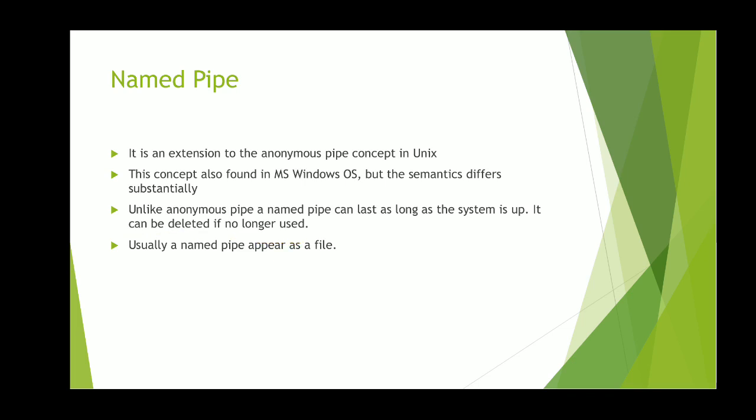It means that an anonymous pipe exists only when the process is running. When the process goes down or is terminated, the anonymous pipe no longer exists. But in the case of a named pipe, it will exist after the process is terminated, and we can delete this named pipe whenever we need. And in a Unix or Unix-like operating system, this named pipe will be found as a file.